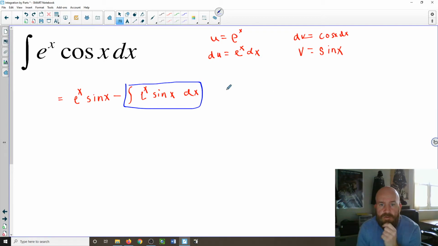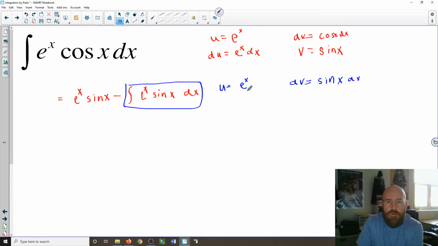So again, we're going to do a u, and we're going to do it e to the x. dv is sine x dx. du would be e to the x dx. And our v is, so antiderivative of sine is negative cosine.